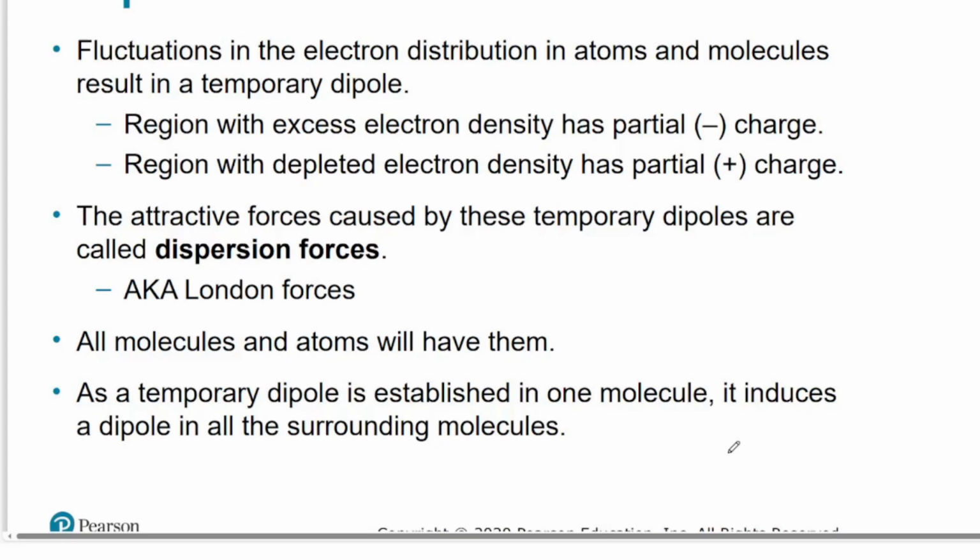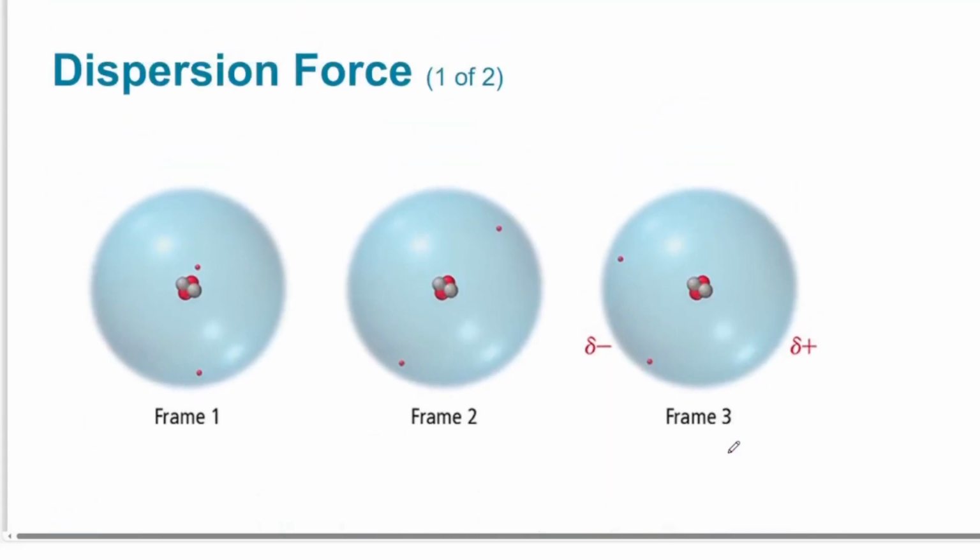These are the forces that are available in all molecules, and what they result from is the normal motion of electrons within the molecule. Sometimes the electrons may be hanging out on one end of the molecule, and other times other ends of the molecule or atom, for example. Here's a little example of that.